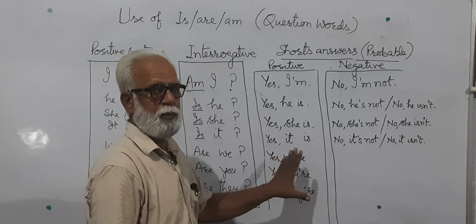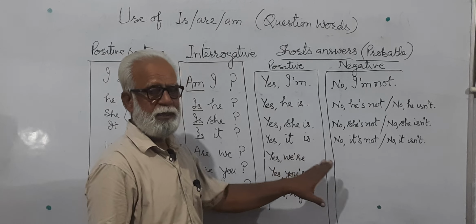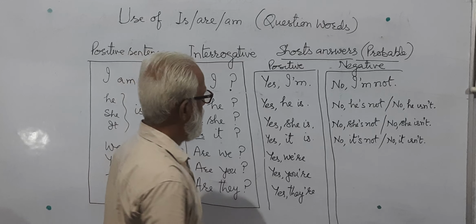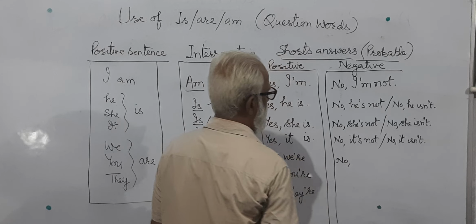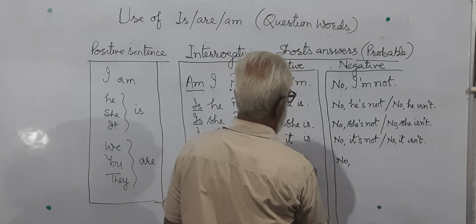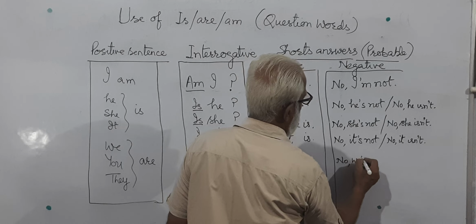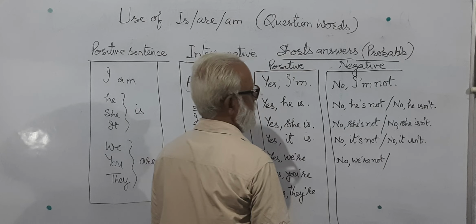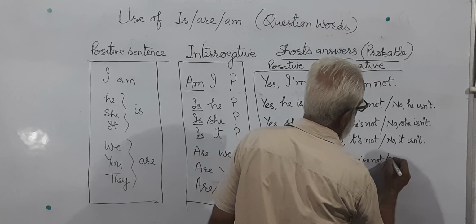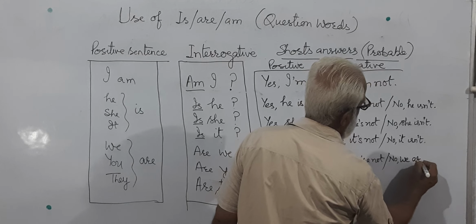Now, if we are to transform these positive sentences into negative sentences, we can similarly write no, comma, we are not. Or we aren't. No, we aren't.